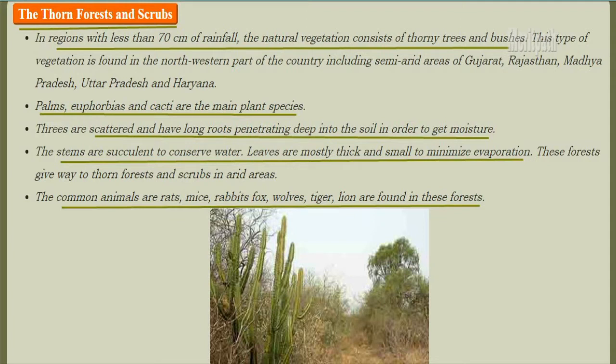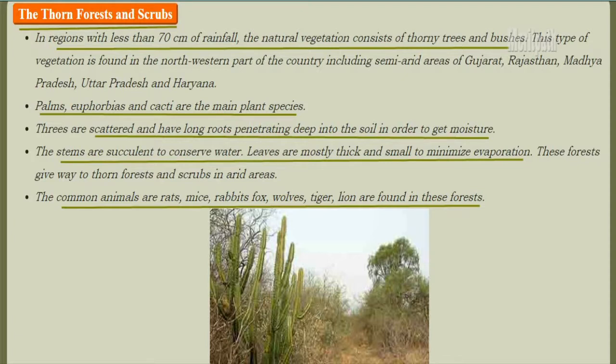Next is the thorn forest and shrubs. In areas which receive less than 70 centimeters of rainfall, the natural vegetation consists of thorny trees and bushes. In India, they are found in semi-arid areas of Gujarat, Rajasthan, Madhya Pradesh, Uttar Pradesh, and Haryana. Main plant species here are palms, euphorbias, and cacti.